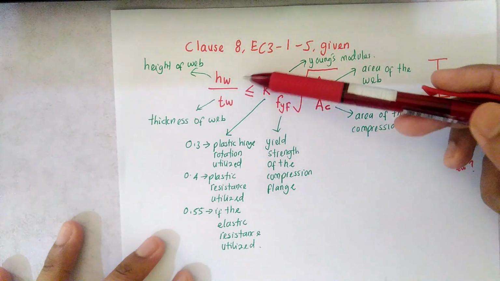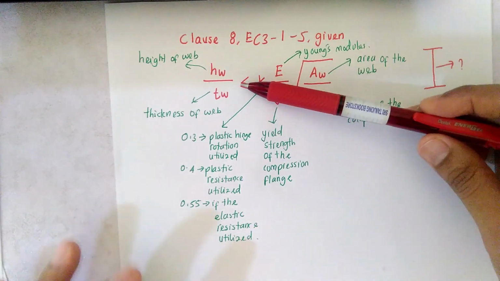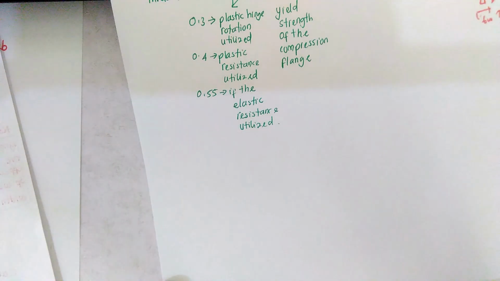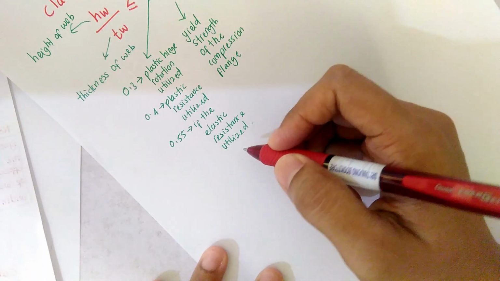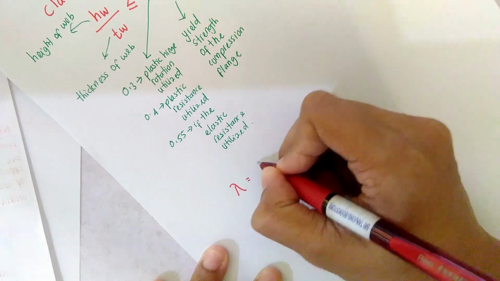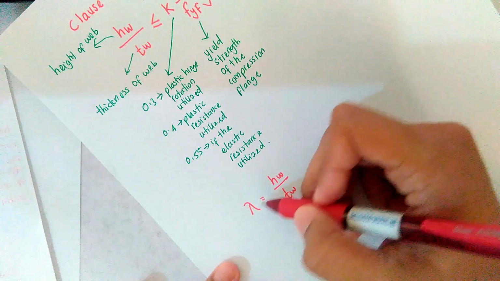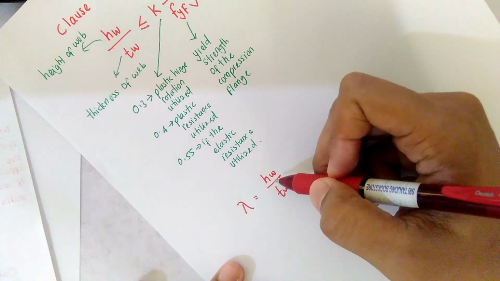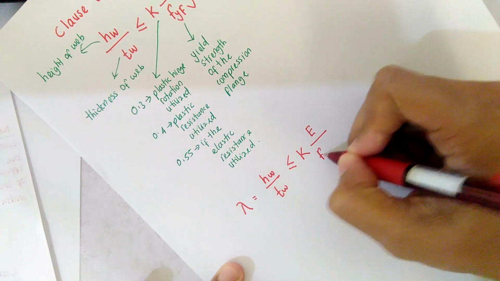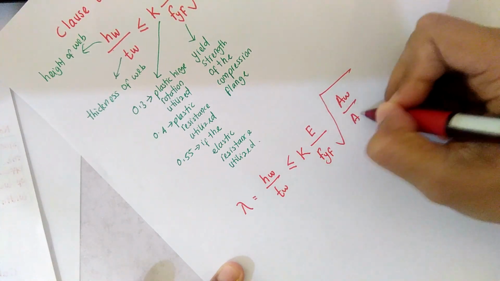Now let's go through the whole equation. How can we come up with the height of your web and the thickness of your web? Let's proceed with the calculations. First we need to assume lambda, which is equivalent to HW over TW, and it should be lesser than the equation given, K E over FYF, times AW over AC.